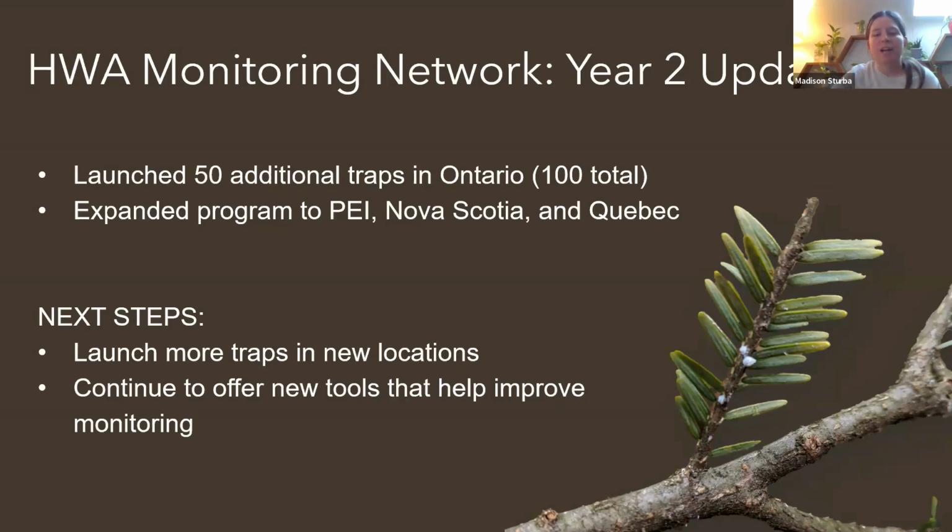We do hope to continue this program and offer even more traps in the future. So if you have a parent or a friend that owns land with lots of hemlocks, or if your school is surrounded by these trees, then maybe consider reaching out and we can get you involved in this program.